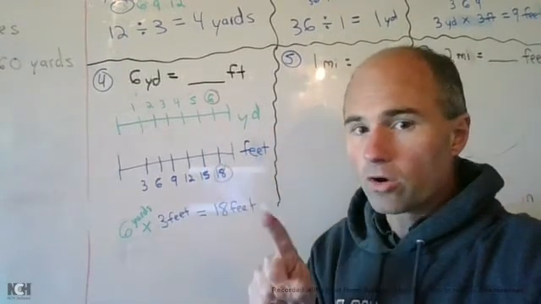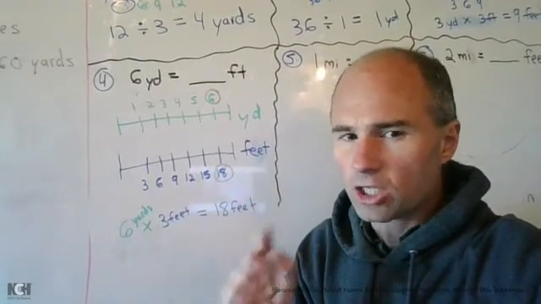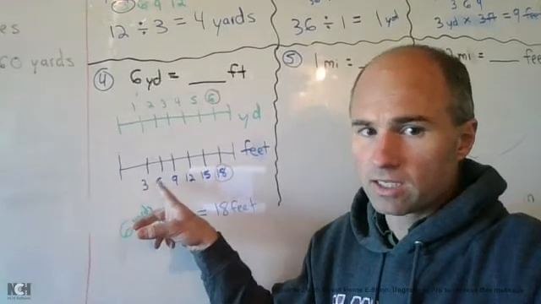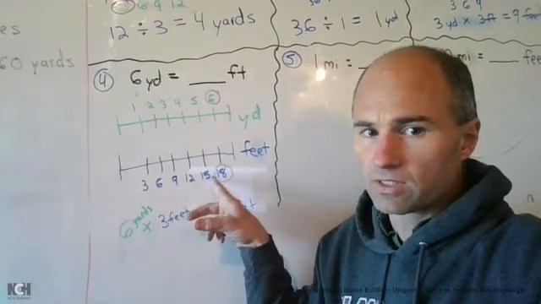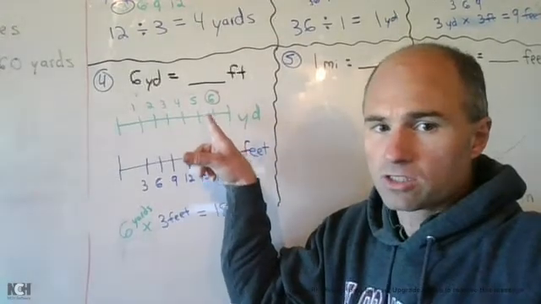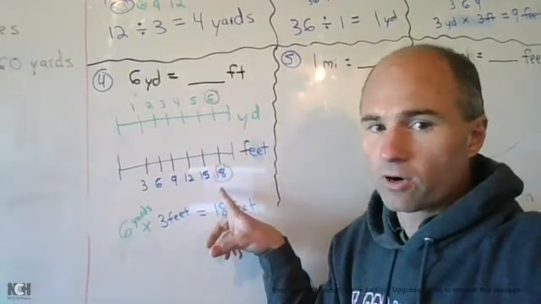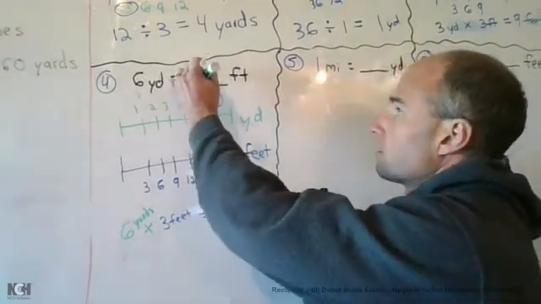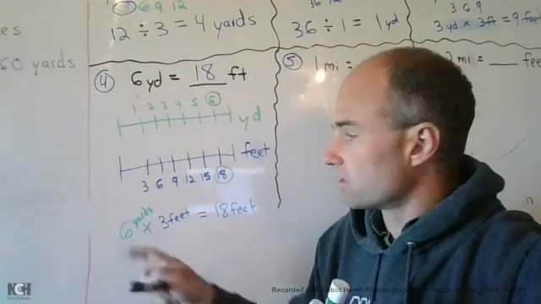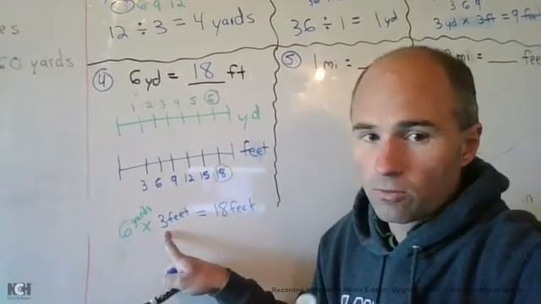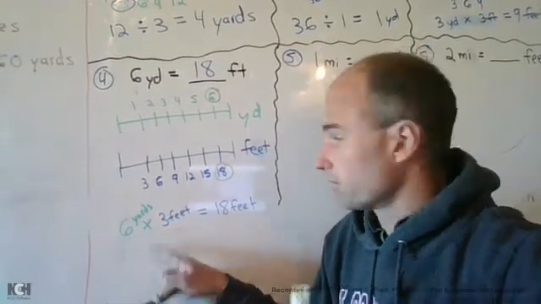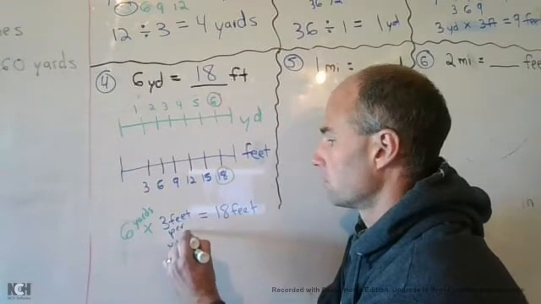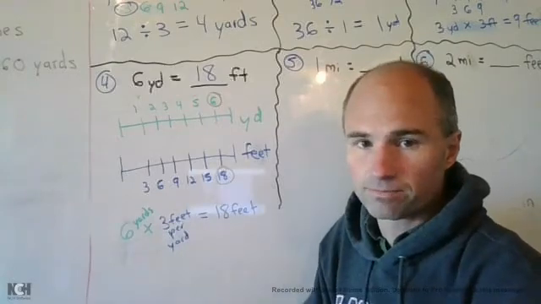Okay. I know according to my chart, there's 3 feet in a yard. So I'm going to count by threes. 3, 6, 9, 12, 15, 18 matches up with the 6. Therefore, 18 feet are in 6 yards. And the expression I used for that was 6 yards times 3 feet per yard will equal 18 feet.